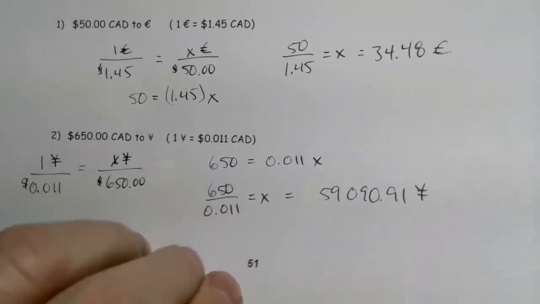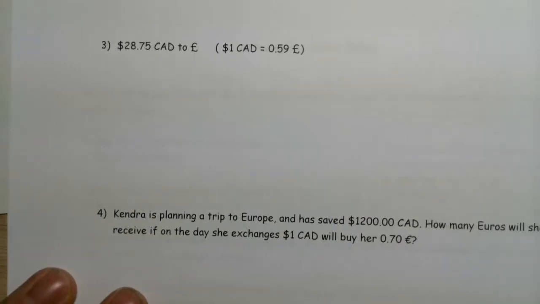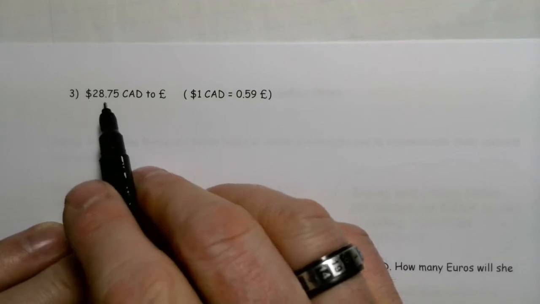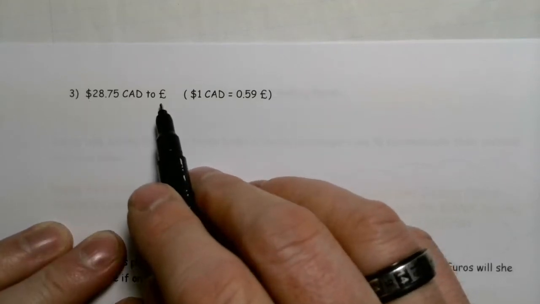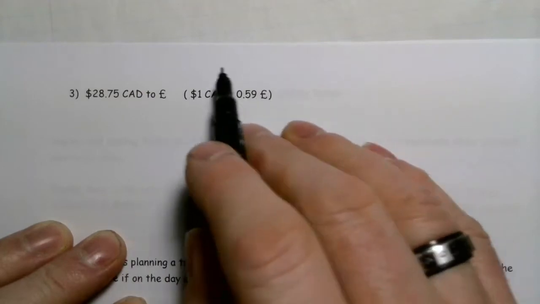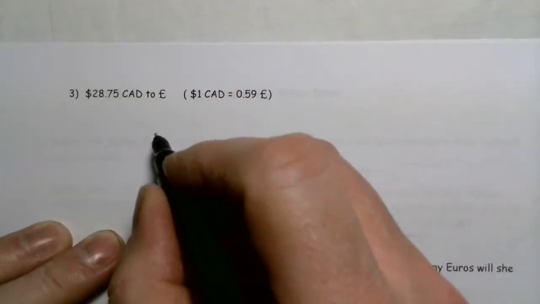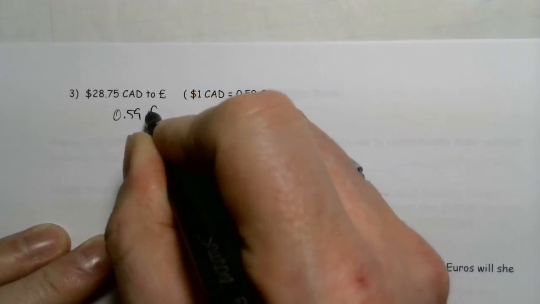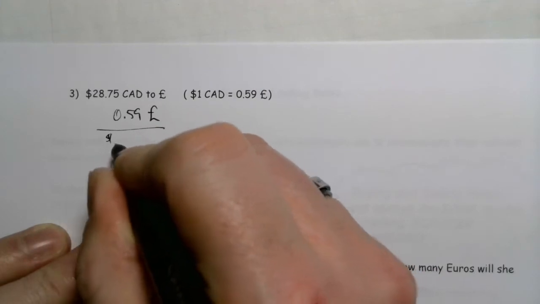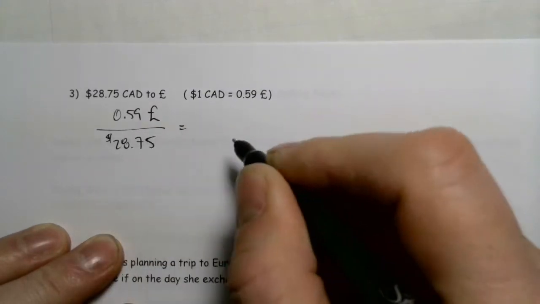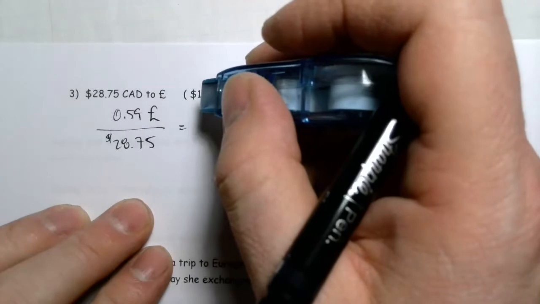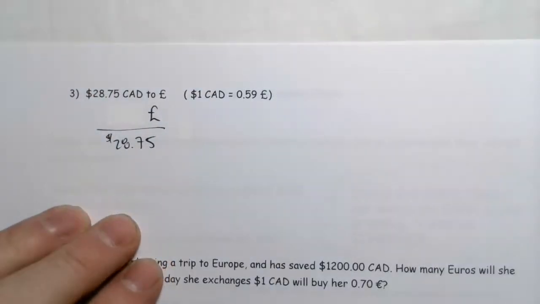Let's do another one. Oops. Sorry, I got to get that down there. Here we go. $28.75 Canadian to pounds. Now, here's the ratio. Okay? So I've got 0.59 pounds over $28.75 Canadian. And so now, no, I am sorry. I am going to do that all over again because I screwed that up again.